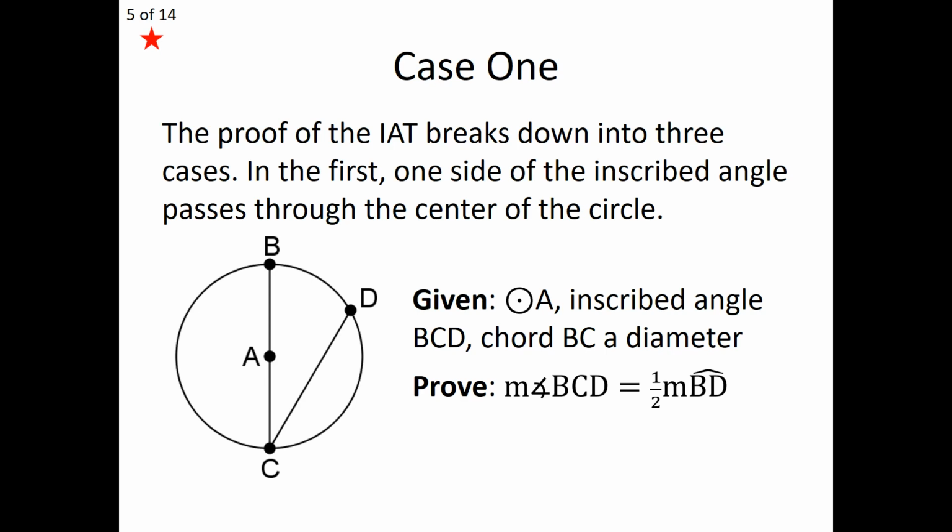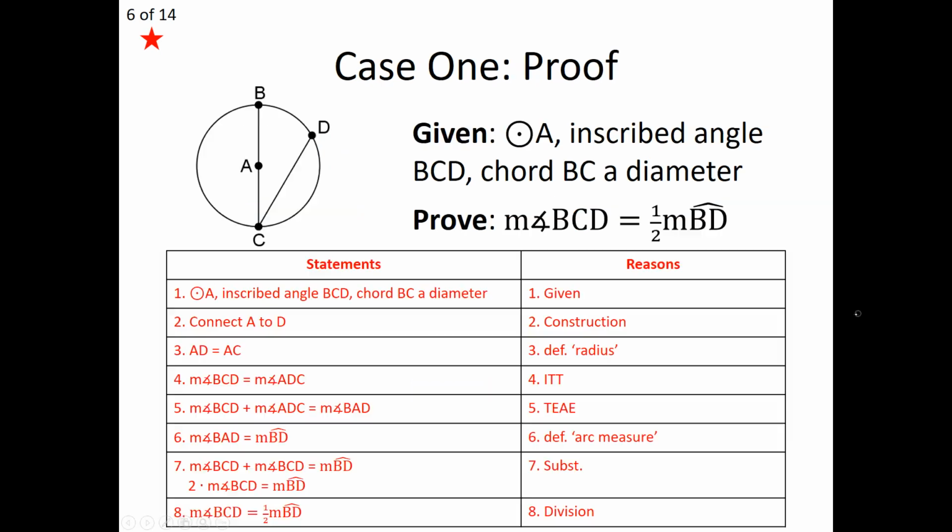So in this case, we're going to prove that the measure of angle BCD is equal to half the measure of the arc it cuts, the measure of arc BD. Let's dive into this proof. So the proof of case one is a bit extensive, just because of the level of work we have to introduce and the relationships that we're going to be building between angle measures and arc measures.